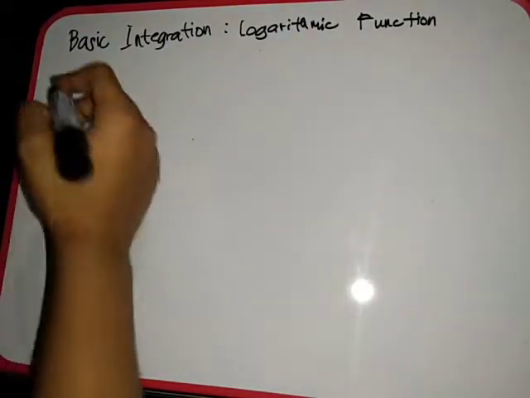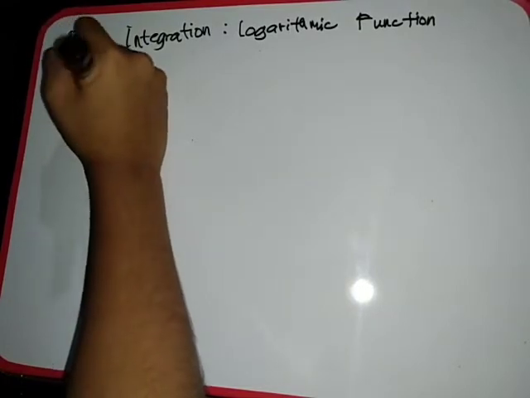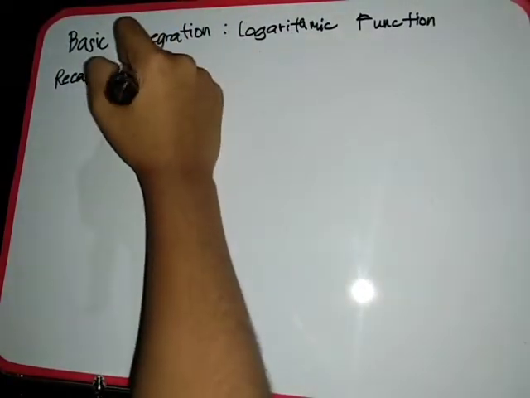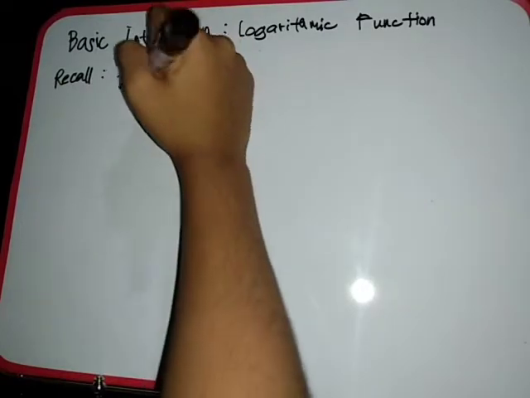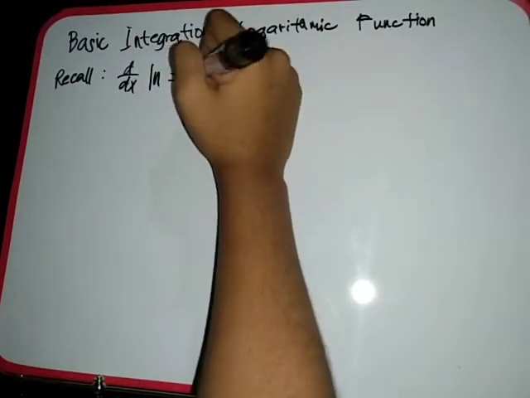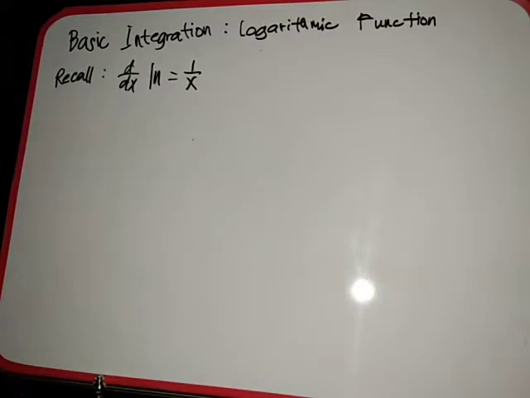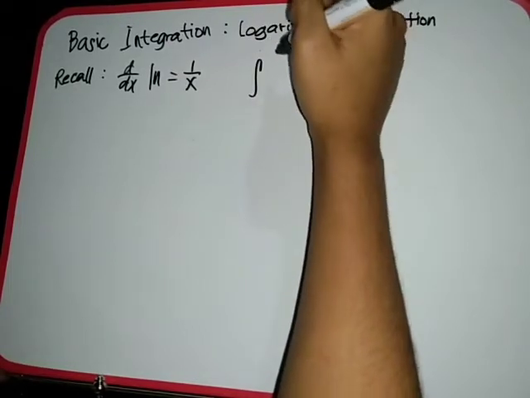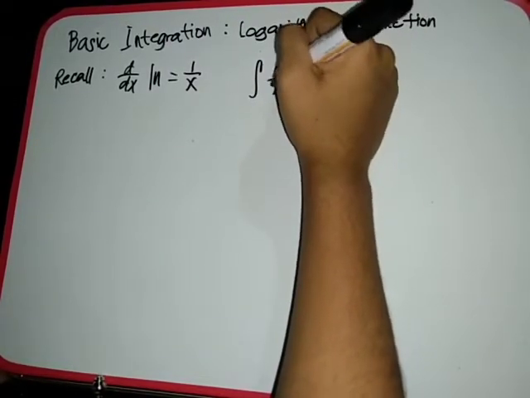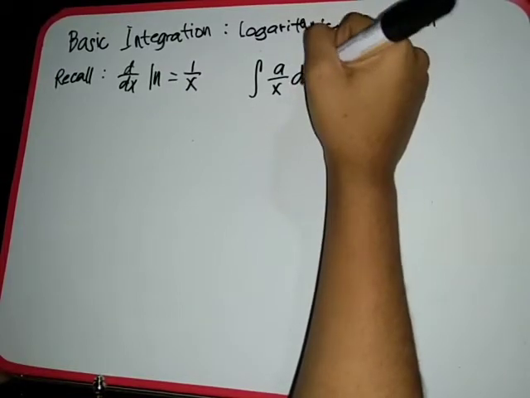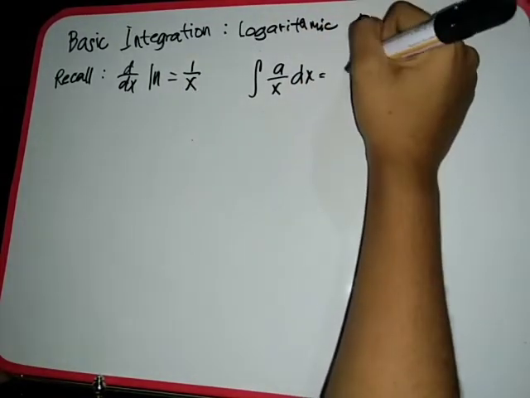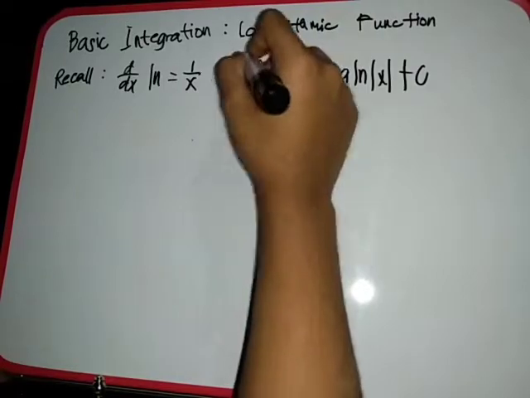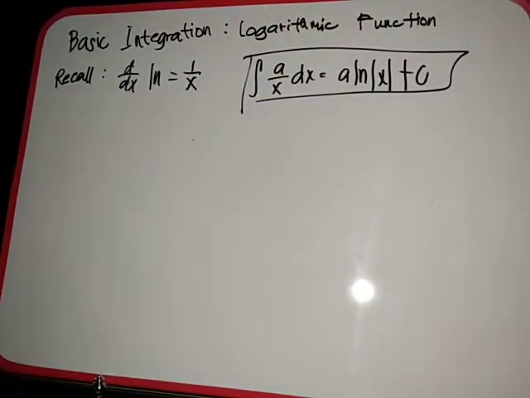So let's recall the formula in our differential calculus. The formula of logarithmic function is d over dx ln x is equal to 1 over x. So in integral calculus, we have the formula for logarithmic function, which is the integral of a over x dx is equal to a ln of x plus c. So we have that formula.